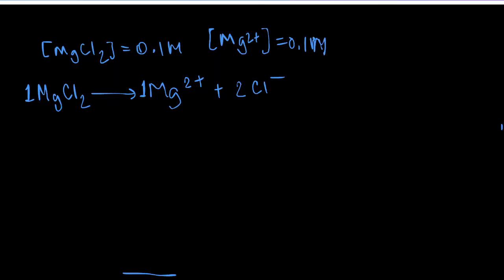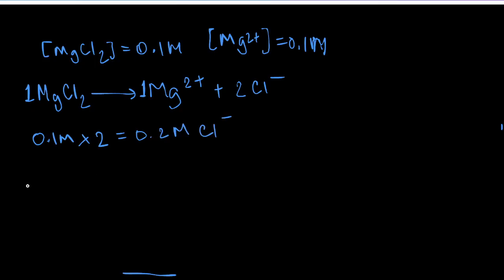Let's try to find our chloride ion concentration. So that's 0.1 molar, and looking again at this dissociation expression, we see that it is just 2. So 0.1 times 2, so 0.2 molar Cl minus.